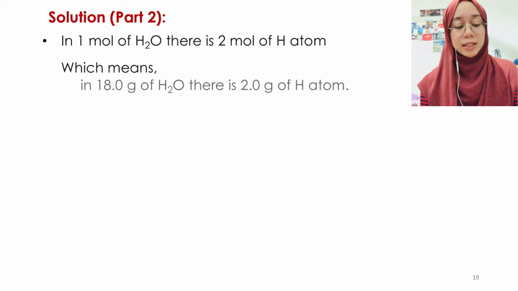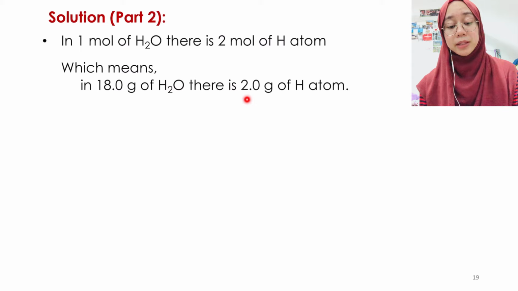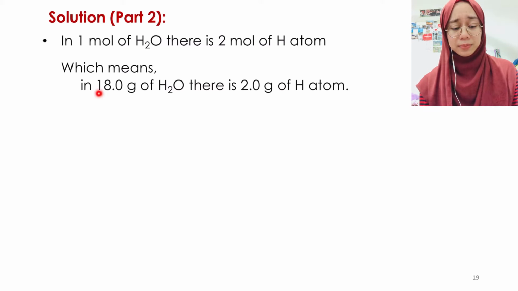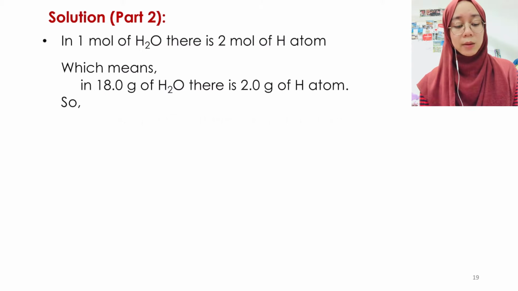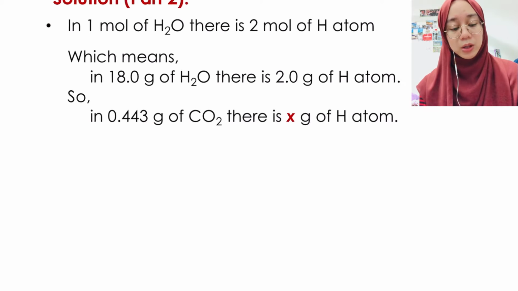Okay, which means in 18 gram of H2O, okay, this is the mass of 1 mole water, there is 2 gram of hydrogen atom. Because it contains 2 moles of hydrogen atom. 1 mole, 1 gram. Therefore here 2 gram. Okay, but given to you, did you get 18 gram of water from the combustion earlier? No. You only got 0.433 gram of, please correct this.